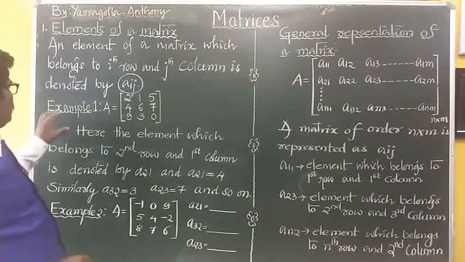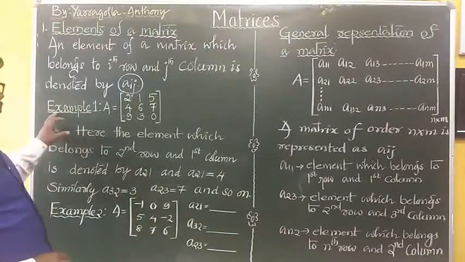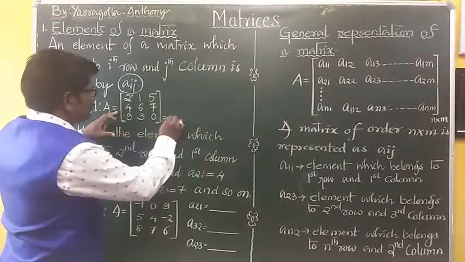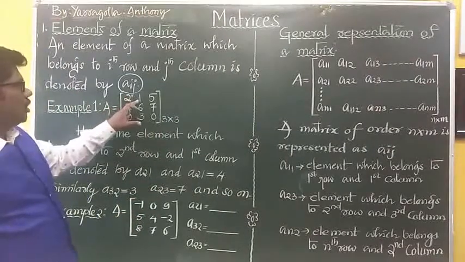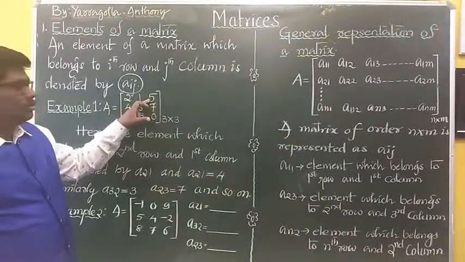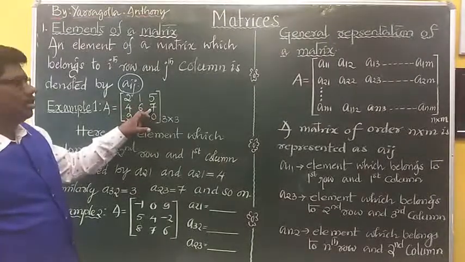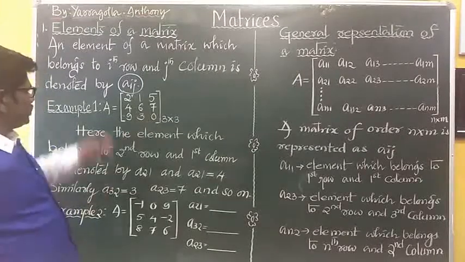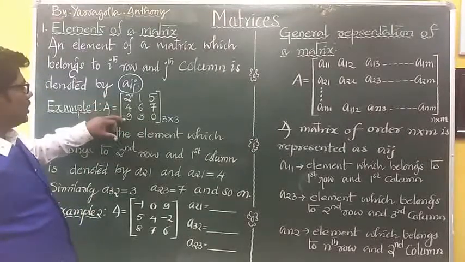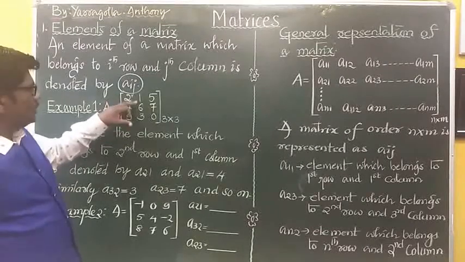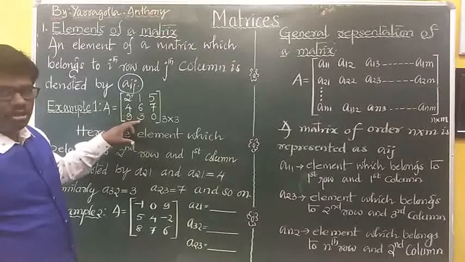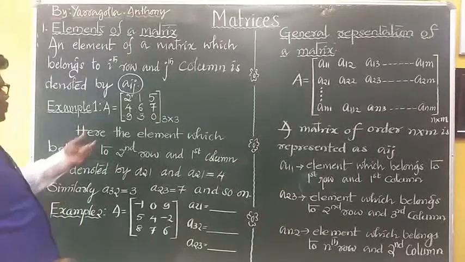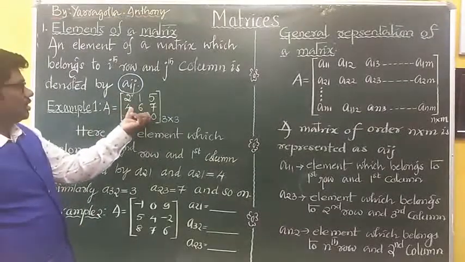Let me show you one example here. A is a matrix of order 3 cross 3. 2, 1, 5 belongs to the first row. 4, 6, 7 belongs to the second row. 9, 3, 0 belongs to the third row. Let us see about the columns. 2, 4, 9 belongs to the first column. 1, 6, 3 belongs to the second column. 5, 7, 0 belongs to the third column. Okay, so we have seen there are 3 rows and 3 columns.